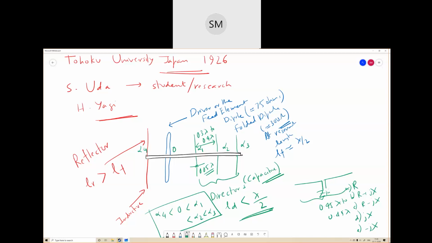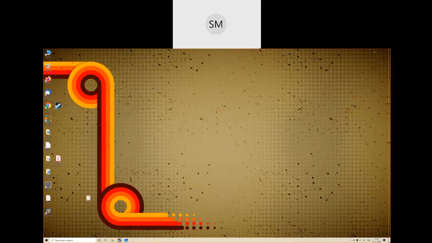Okay, black bar is that. No. Black bar is not an element. Black bar is a structure on which the elements are connected. Let me show you. Black bar is neither a radiating element nor a parasitic element. Black bar is a structure. Okay, let me show it to you.